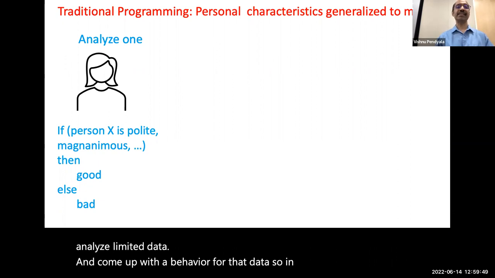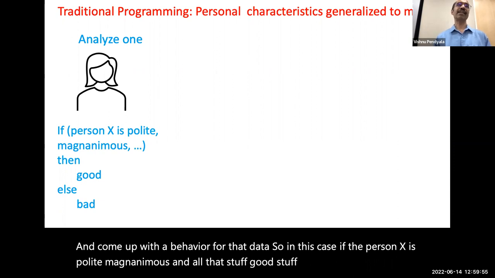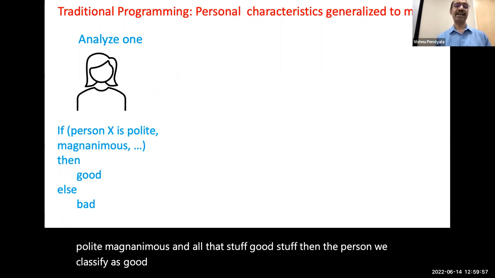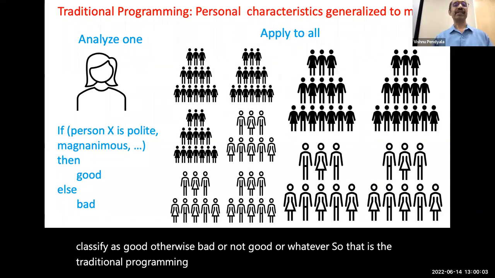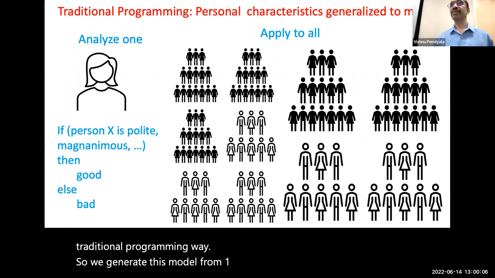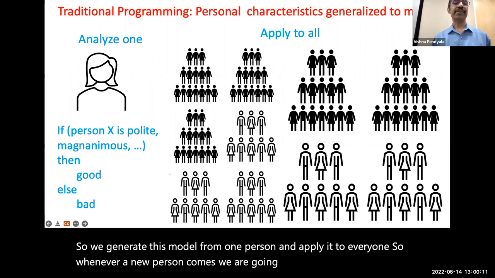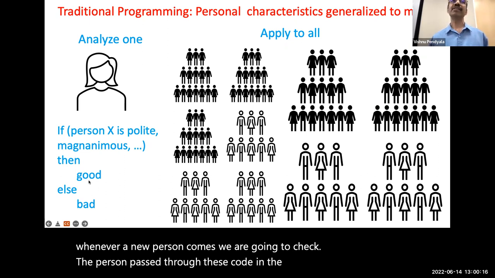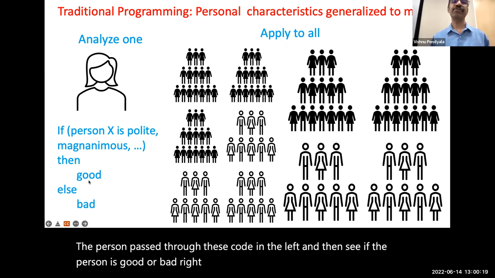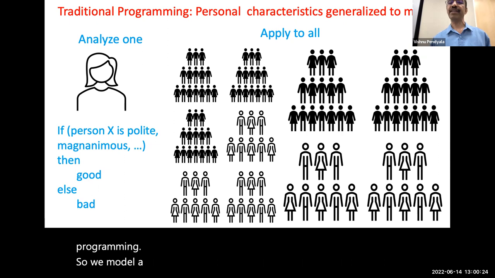So in this case, if the person X is polite, magnanimous, and all that good stuff, then we classify the person as good, otherwise bad or not good or whatever. So that is the traditional programming way. We generate this model from one person and apply it to everyone. So whenever a new person comes, we let the person pass through this code on the left, and then see if the person is good or bad, right? That is typically what we did in traditional programming. So we model a behavior using if-else constructs and loops and apply it to all.